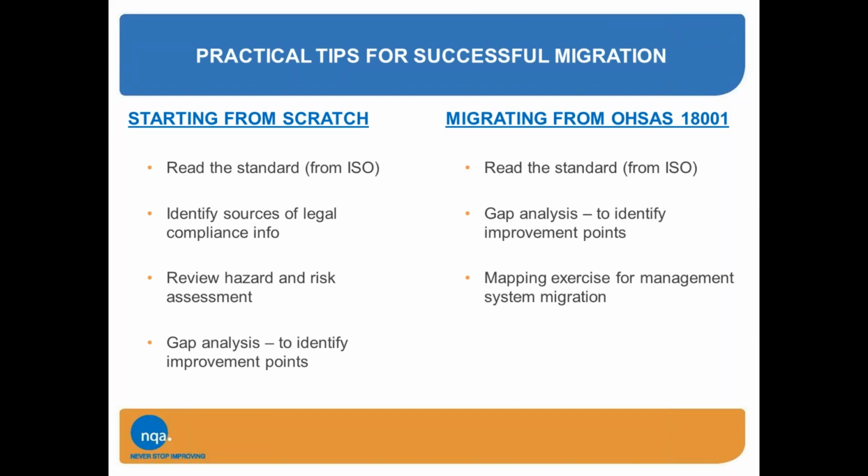If you've already got an existing OHSAS 18001 management system, there again, get a revised copy of the standard. Look at the gaps. There shouldn't be that many, in fairness. A great deal of 18001, the 45001 is a re-emphasis of that. There's some new terminology, but 2 and 2 still equal 4. And do a mapping exercise, I would suggest, for your management system to migrate across, what you're going to do and when. Have a plan.